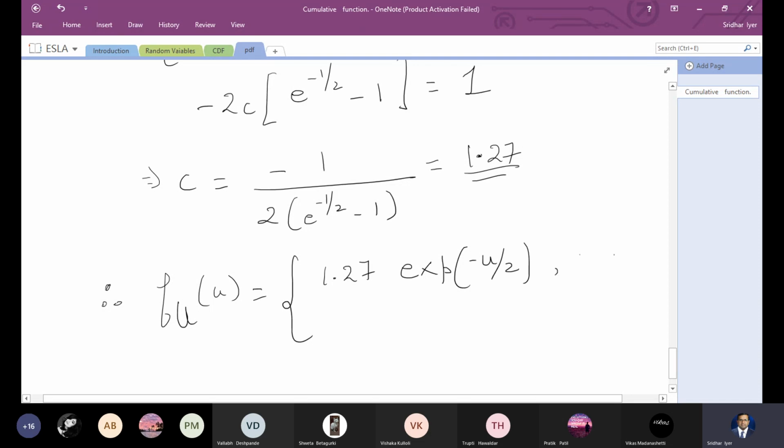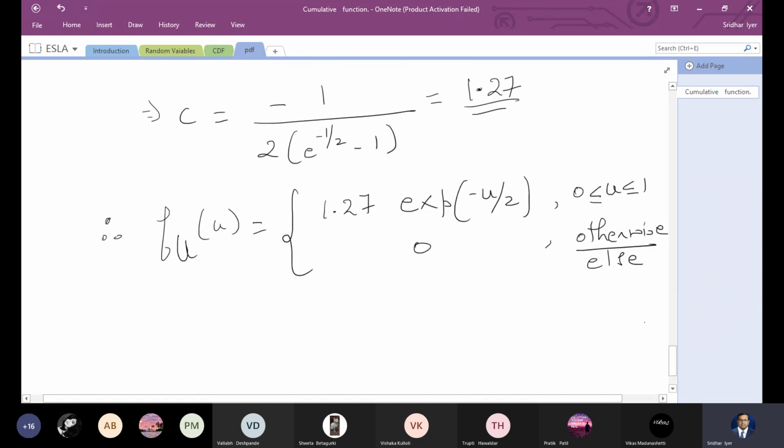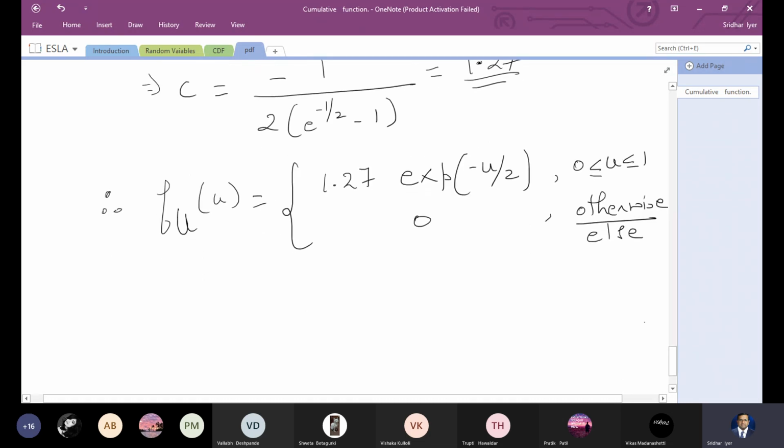This is for u between 0 and 1, and 0 for all other times. So you can write else or otherwise. In some books, you will also see this otherwise written just as else. Okay, they are one and the same. So all other values. So now your PDF looks like that.